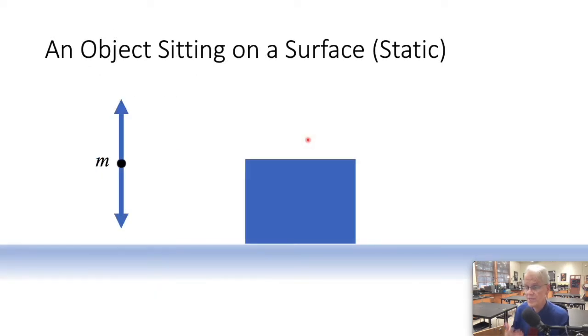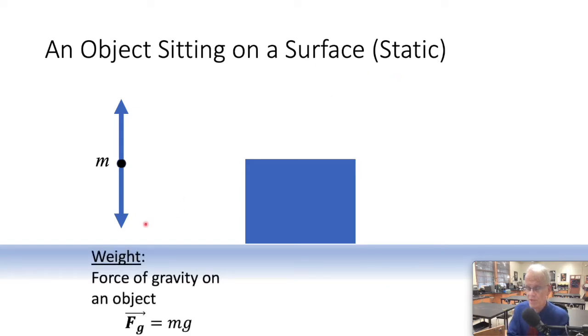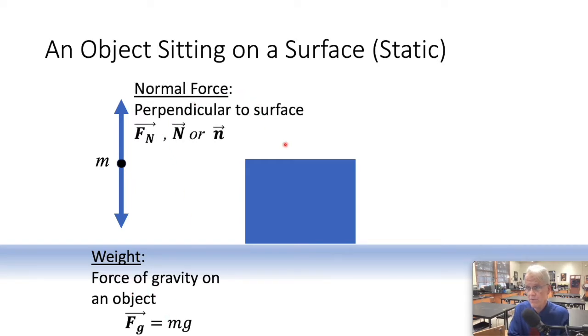Here's another example of a free body diagram. This free body diagram represents this box sitting on a surface. It is in static equilibrium. Once again, we have the force of gravity or the weight, and then we have a normal force pushing up. Notice that the length of these two vectors are the same. When we do vector addition with these two, they equal 0.